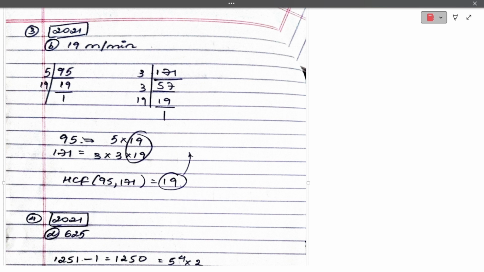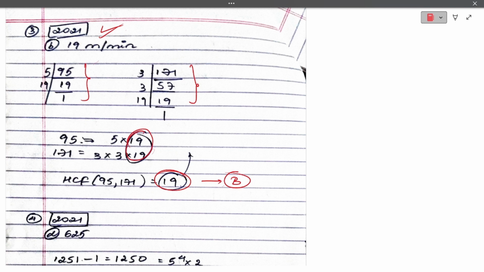Basically we are supposed to find the HCF, since they have asked for the greatest possible speed. Find the prime factorization of 95 and 171, then write down the prime factors. The highest common prime factor is 19, which corresponds to option B. Again, this was asked in the 2021 question paper.